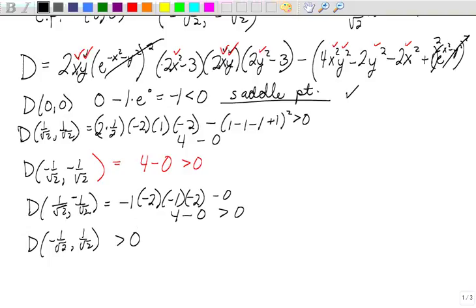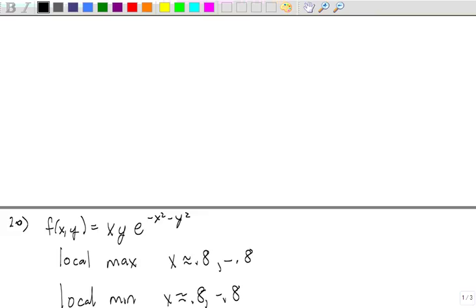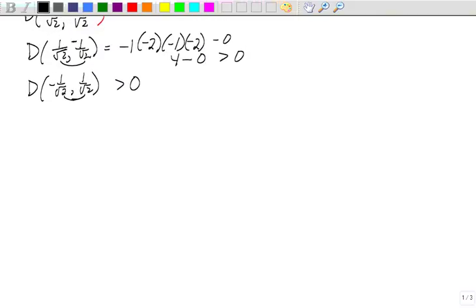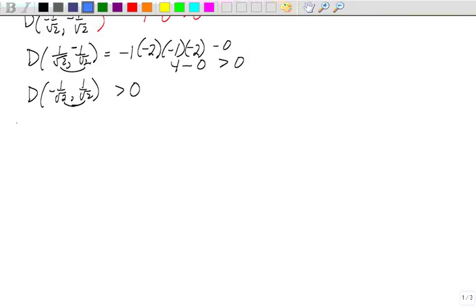Because again, look at the red checks. If x is equal to y, which pretty much they are here, so if you reverse them here, it's just going to be the same as if these are reversed. So they're all positive. Now all we have to do is check to see if they're local max or min. We have to check fxx at those points.